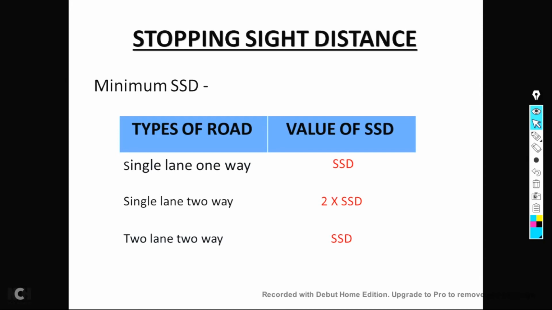For different types of road, the minimum stopping sight distance should be different. For single lane one way, the value of minimum stopping sight distance is SSD. For single lane two way, the minimum value of SSD should be 2 into SSD, and for two lane two way, it should be SSD.